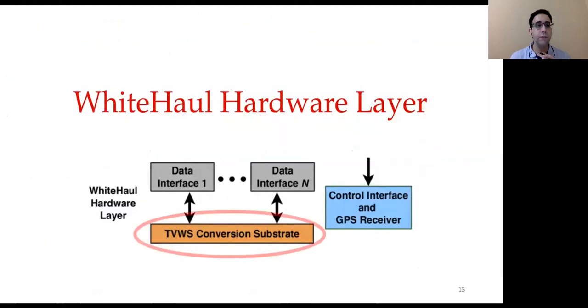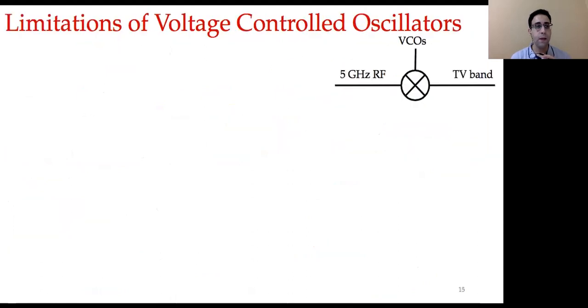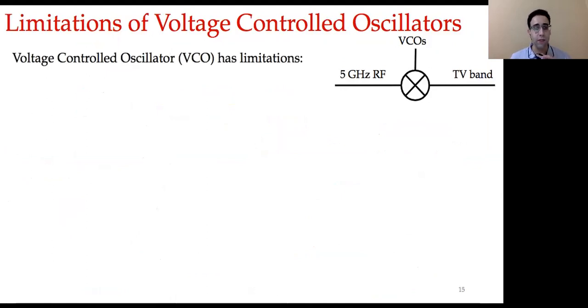So we start first with the TV white space conversion substrate. The conversion process can be realized using an RF mixer and a local oscillator. We then use a combiner splitter component to put multiple non-overlapping TV signals into one single antenna. Voltage-controlled oscillators are the most commonly used oscillators in the up-down conversion process. However, they have some key limitations in our context.